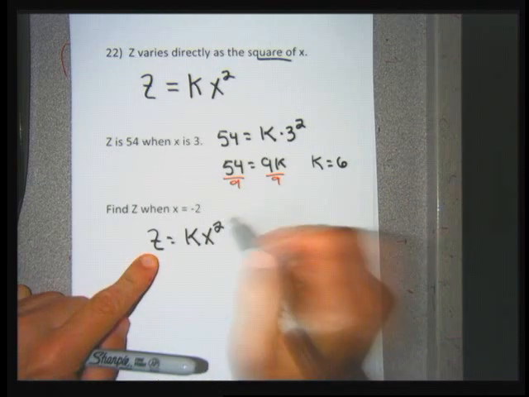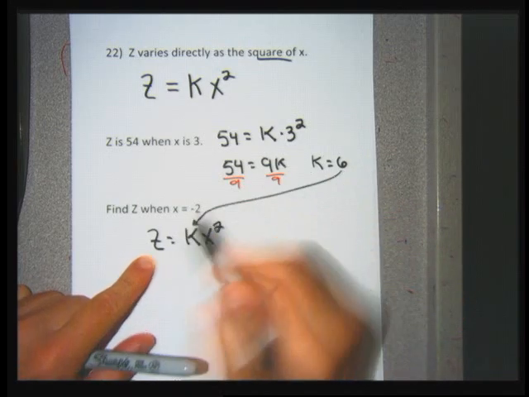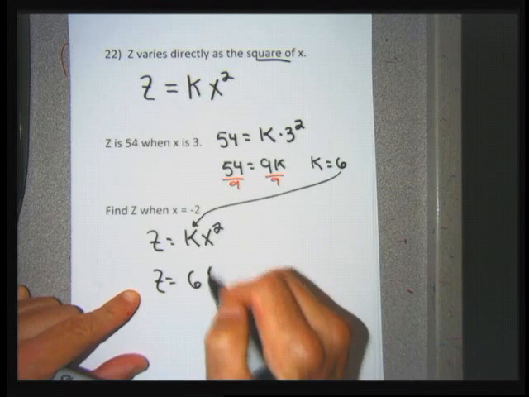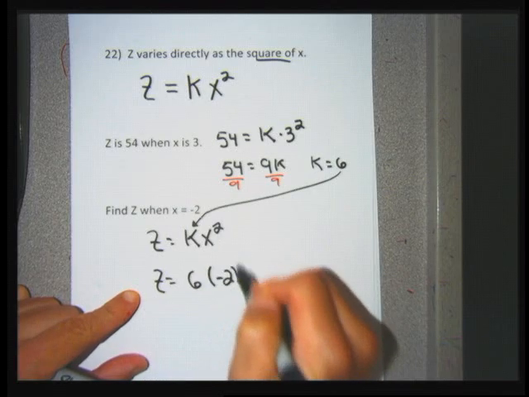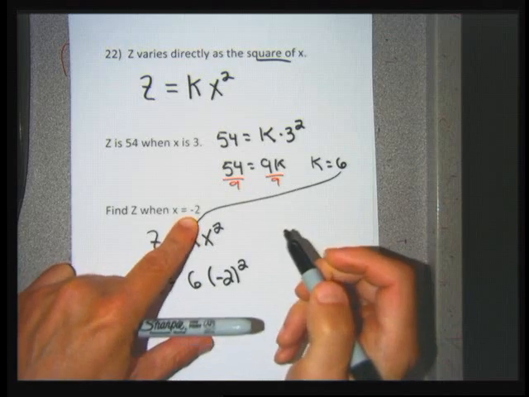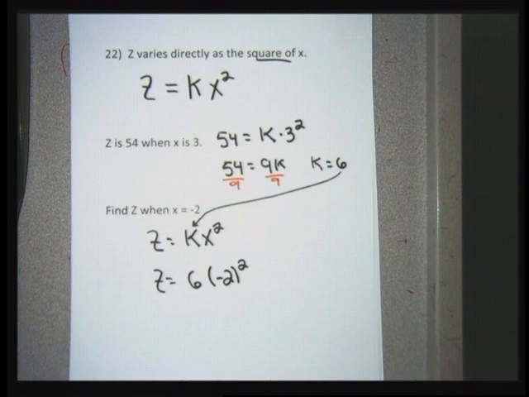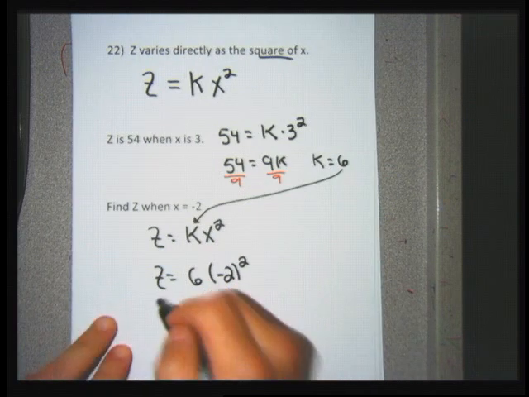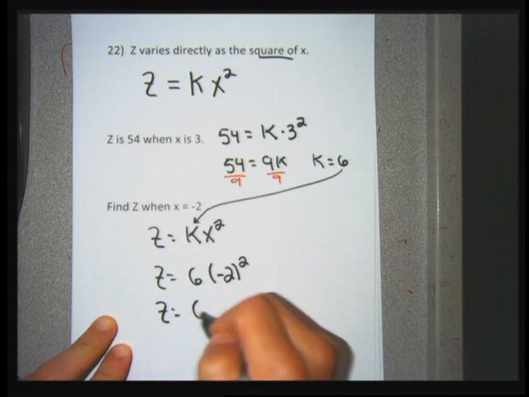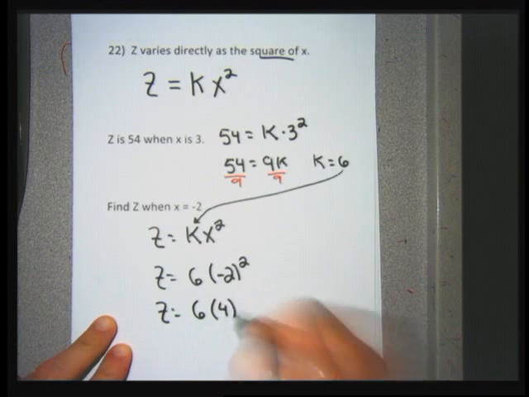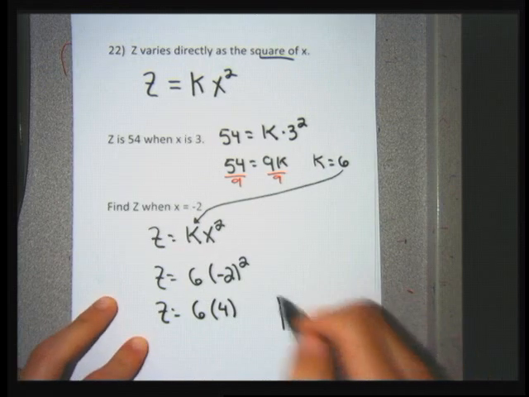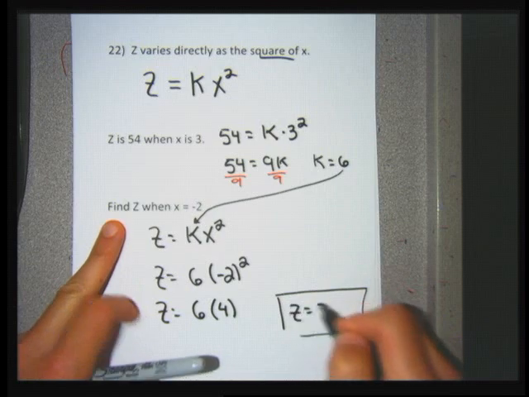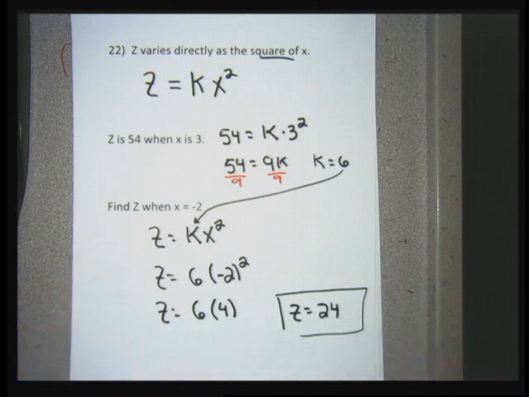So into the equation, I'm going to plug in a 6 for k, because for this problem, k is always 6. And I'm going to plug in a -2 for x, because I'm asked to plug in -2 for x. Do exponents first. -2 squared means -2 times -2, which is +4. So this is going to be z equals 6 times 4. The answer to this question is the z. When x is -2, the answer is going to be 24.